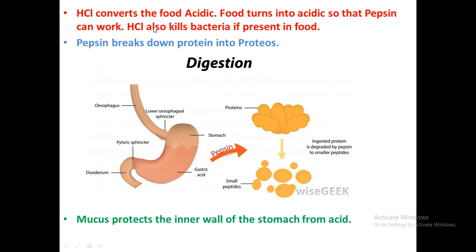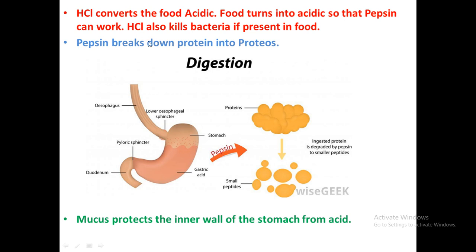HCl also kills bacteria if present in the food. If bacteria are present in the food, they will also be killed by the HCl, because HCl is a very strong acid. It helps to kill the bacteria, and HCl converts the food to acidic so that pepsin can work.